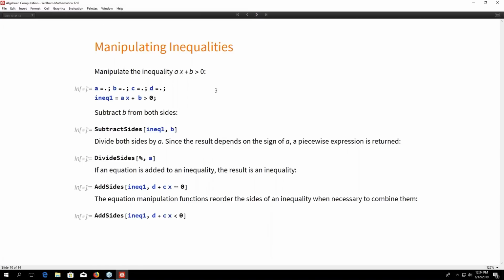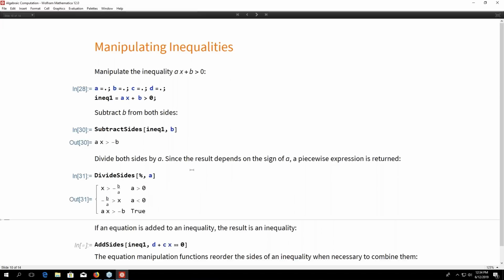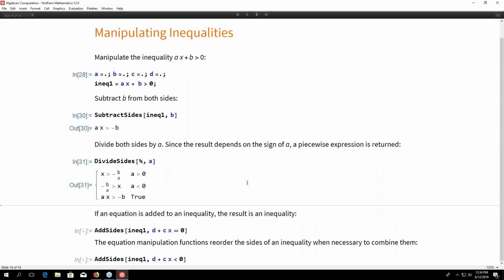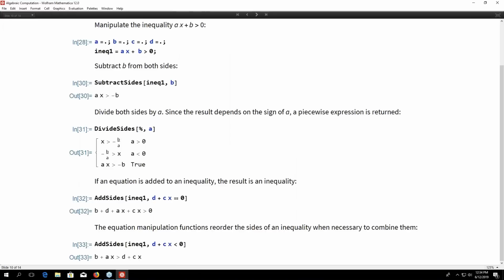And we can do the same with inequalities. So for instance, here we have an inequality. We can subtract b from both sides. We can divide both sides of the inequality by a. Now we get a piecewise expression as a result, because the result depends on the sign of the constant we are dividing by. And we can add an equation to an inequality, and we can add two inequalities. You can see that AddSides will automatically reorder the second inequality to be able to add it to the first one.